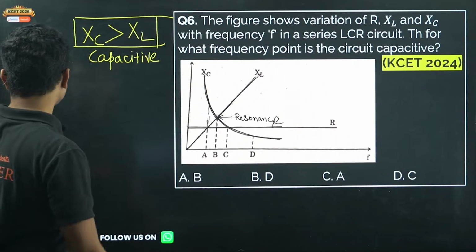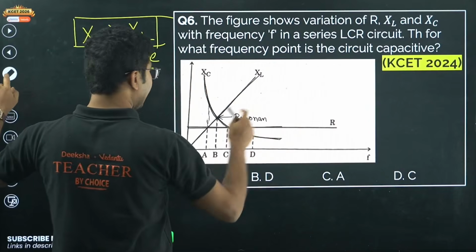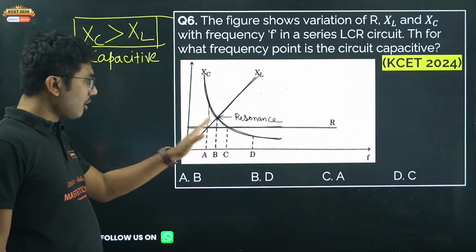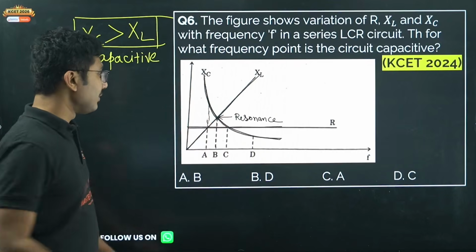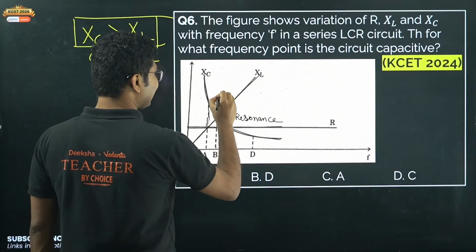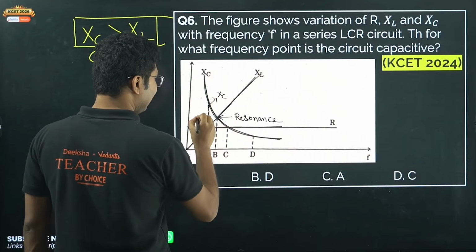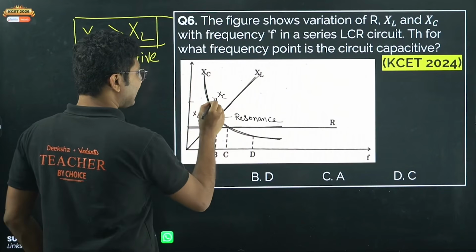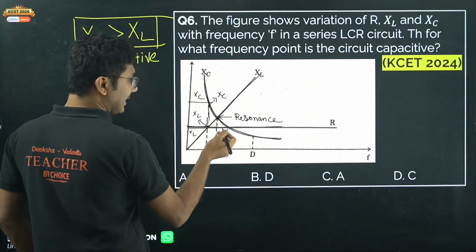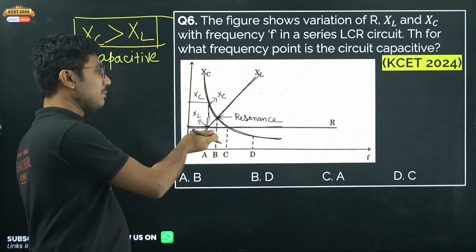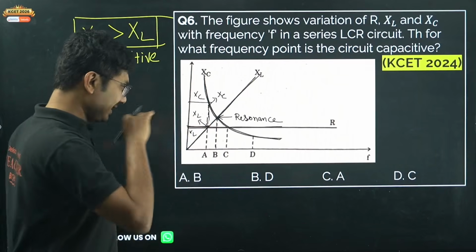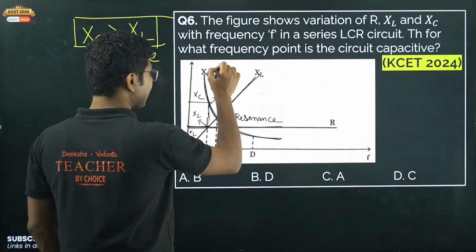Any point on this side of the resonance point, if you observe, this is the value of XC and this is the value of XL. Who is more, XC or XL? As you can see, for any point before resonance, XC is greater than XL and the circuit is capacitive. So this region is where the circuit is capacitive.